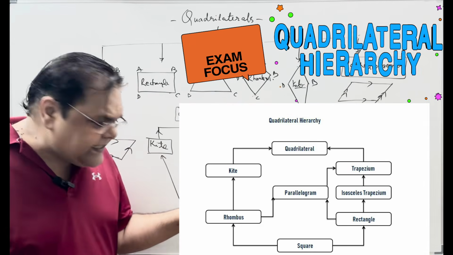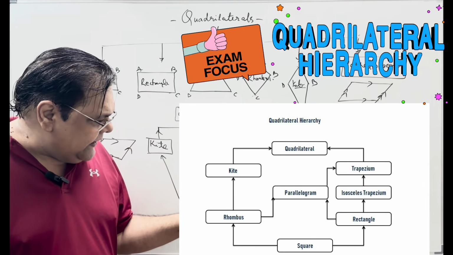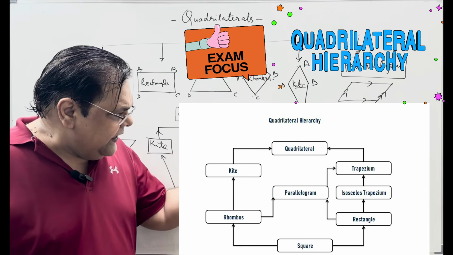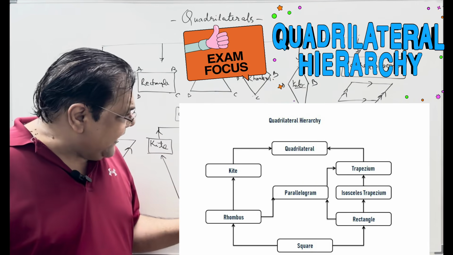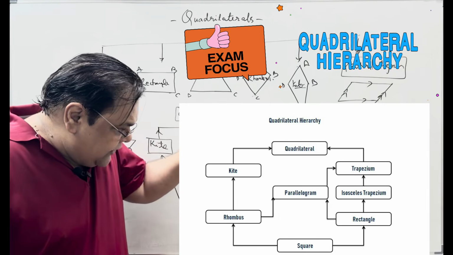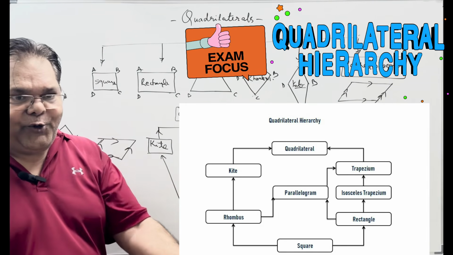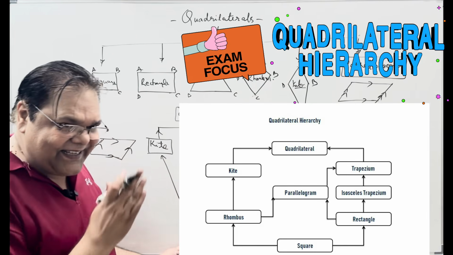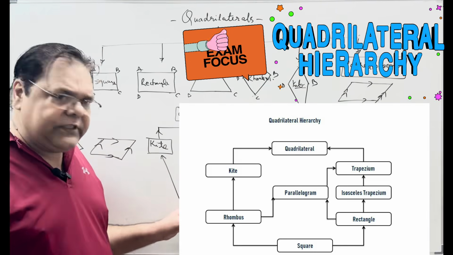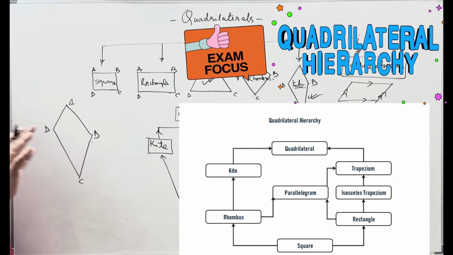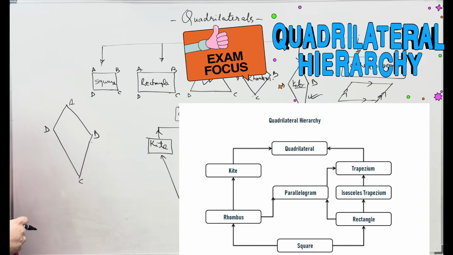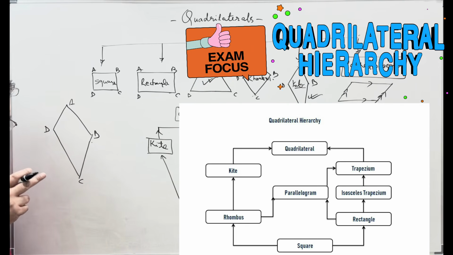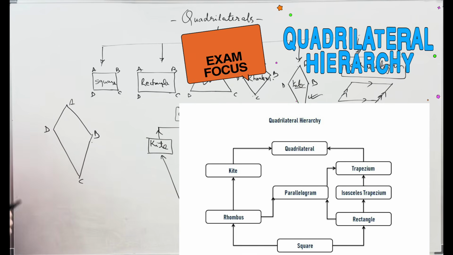A square is a trapezium. Let's take a rectangle. A rectangle is a parallelogram, yes. A rectangle is a trapezium, yes. A rectangle is a quadrilateral. A rectangle is a square? No. A square is a rhombus, yes. That is why the arrow is very important. A rhombus is a parallelogram.